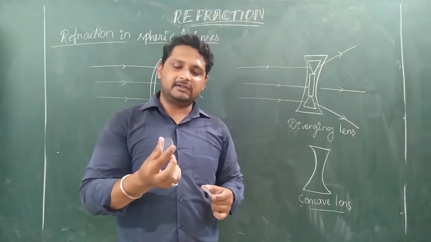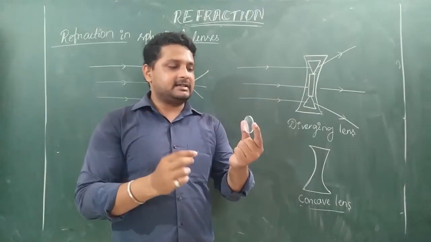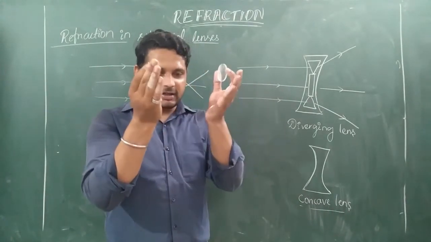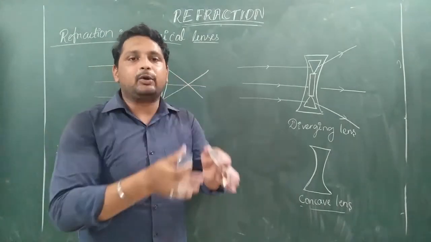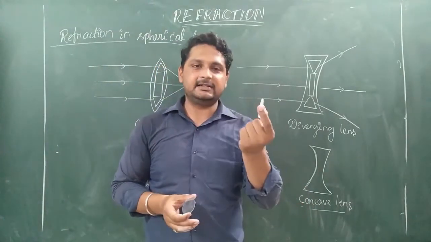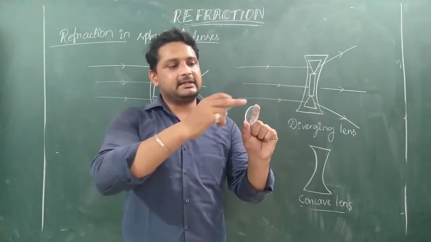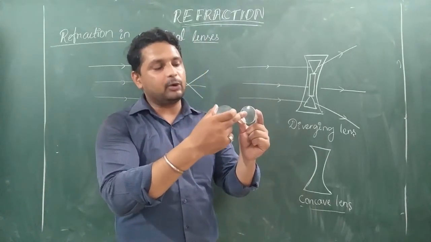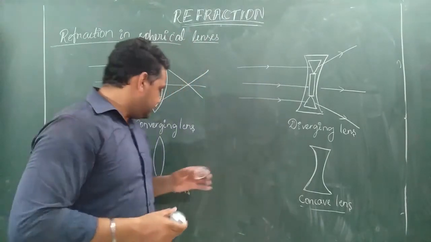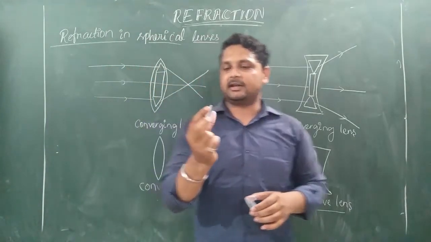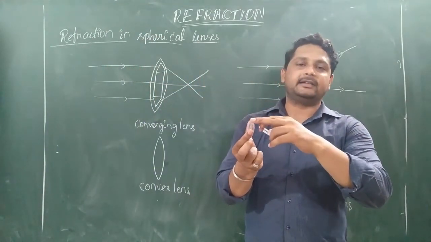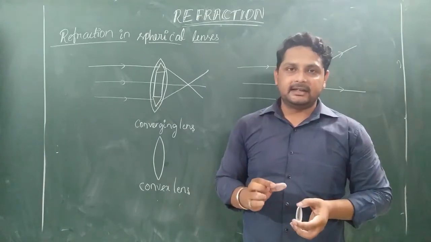But if you touch it, you will see that in one case, at the center, it is getting narrower. So this is a concave lens. It is thicker at the sides and narrowing at the center. And this is a convex lens. It is narrow at the edge and thicker at the center.